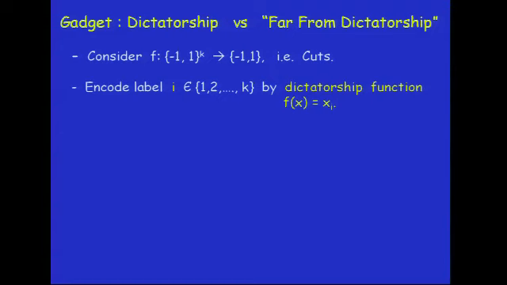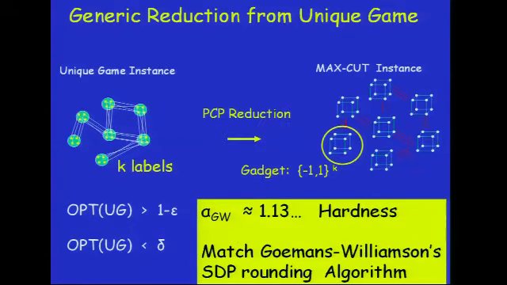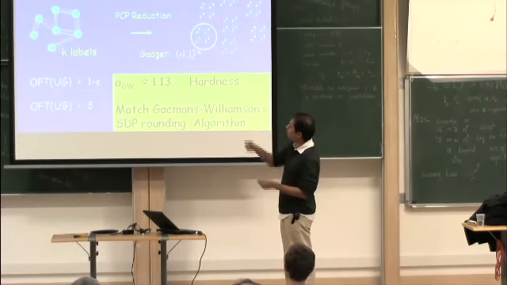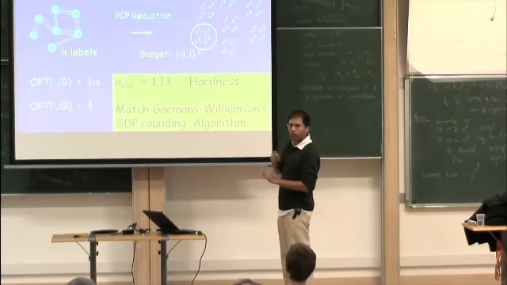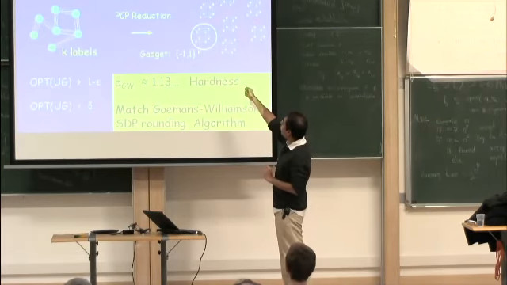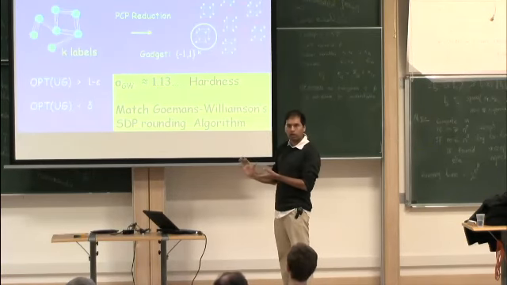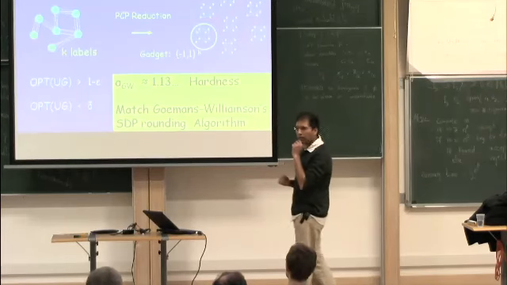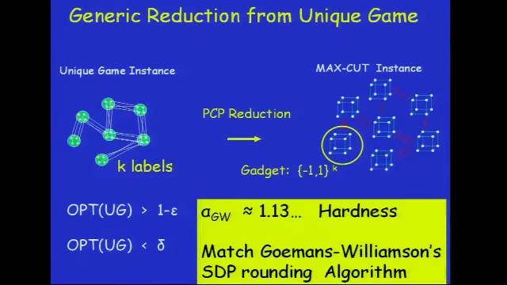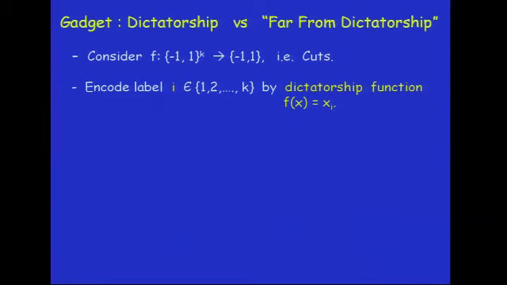Now, somehow the reduction has to make sense, meaning if you intend to assign a label to a variable on the left hand side, somehow that label has to correspond to some cut here. Now there are k labels, 1 through k, and k corresponds to the dimensions of this hypercube. So the labels are actually going to correspond to dimensions of the hypercube and cutting the hypercube along specific dimensions. Okay. So we'll be interested in cuts which are along specific dimensions, and these are called dictatorship cuts.